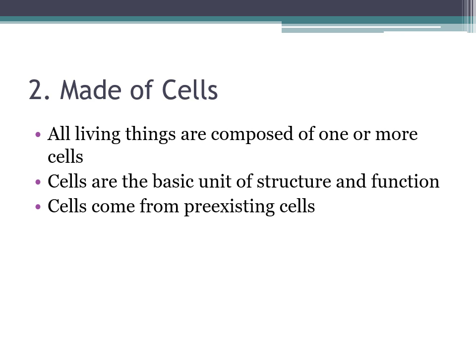The second characteristic of life is that living things are made up of cells. All living things are composed of one or more cells. Cells are the basic unit of structure and function, and cells come from pre-existing cells. These 3 bullets here are the cell theory, that all living things are made up of cells.